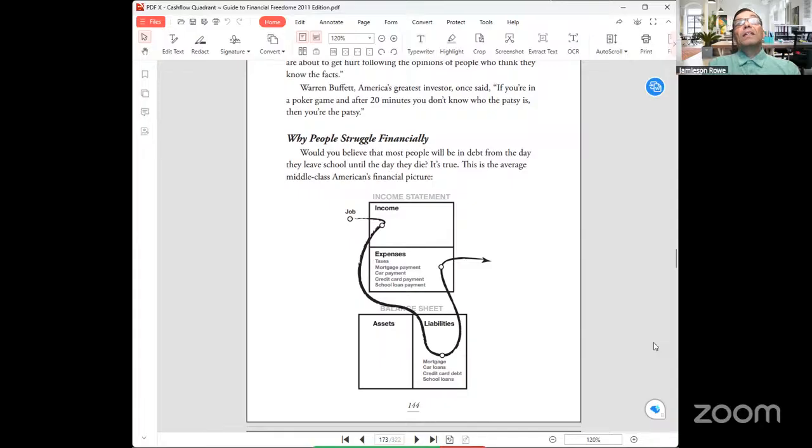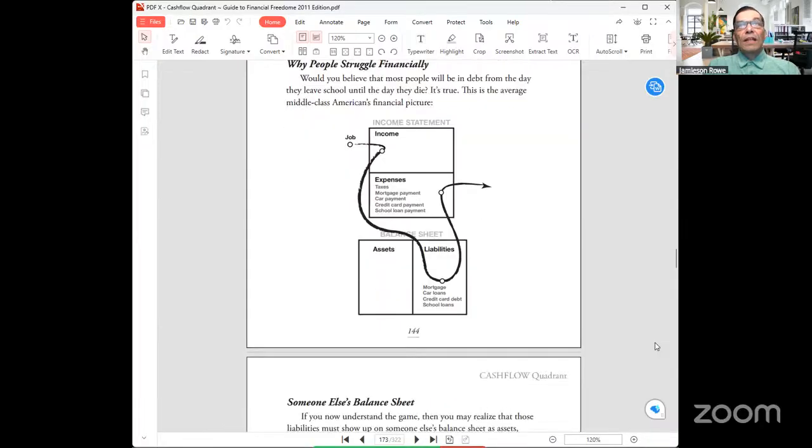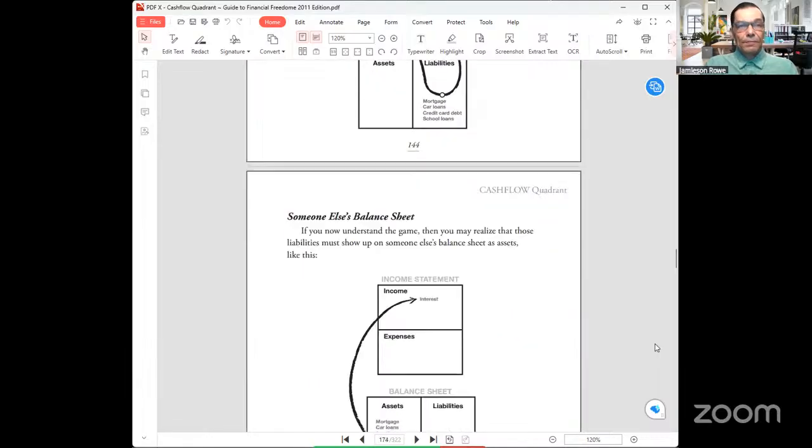It's true. This is an average middle class American's financial picture. We're starting with the income statement and balance sheet. So we start with a job, which is our income on the income statement. It flows through the liabilities, which are mortgage, car loans, credit card debt, and school loans, which are liabilities to a person, and then comes back out the expense column, which gets paid out in taxes, mortgage payments, car payments, credit card payments, and school loan payments. So our money comes through our job, goes out through our contractual agreements or liabilities, and out through expenses.